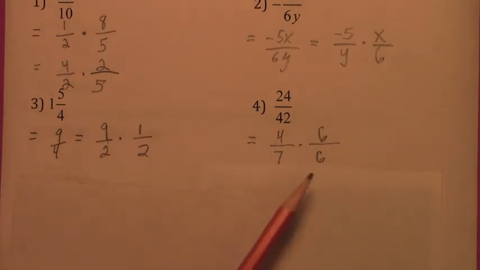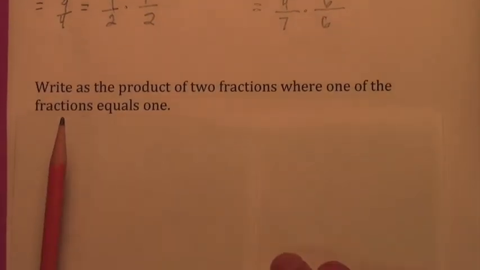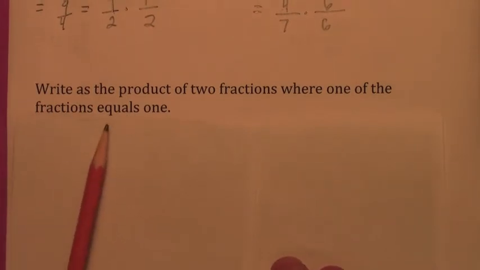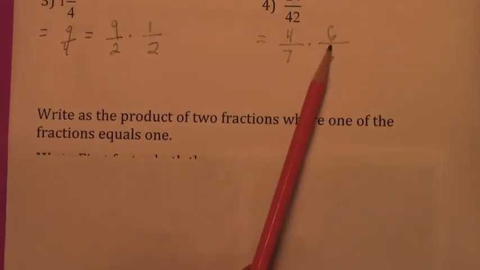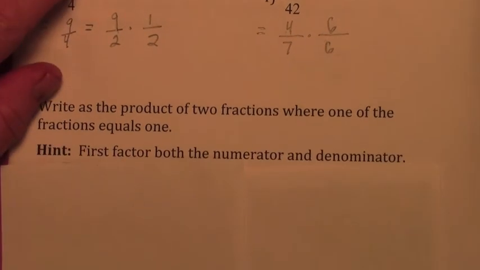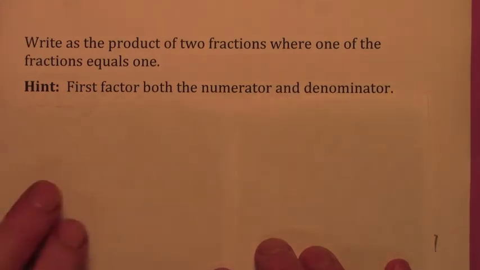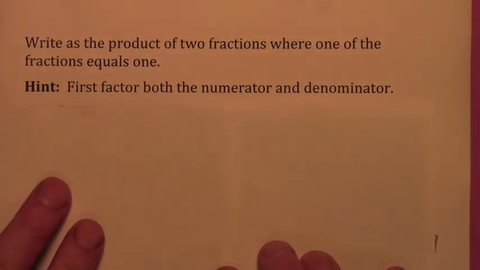But for now, let's just practice writing things as the product of 2 fractions where one of the fractions equals 1, like what we're doing here. Let's try to see if we can do that. There's a hint. If you want to try to do that, what you should do is factor the numerator and denominator completely. It makes it a lot easier.